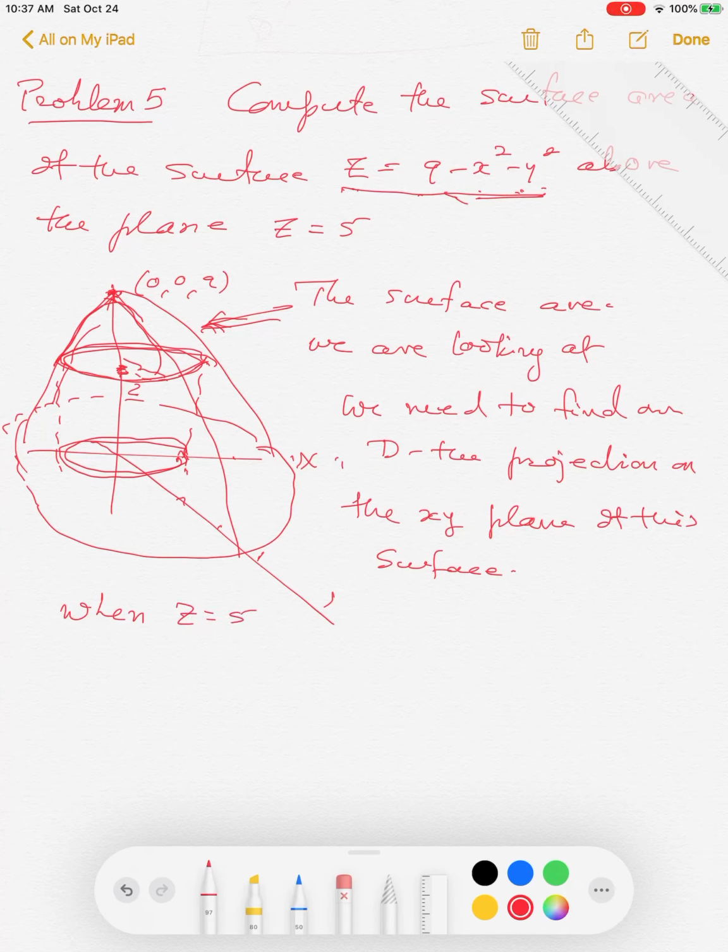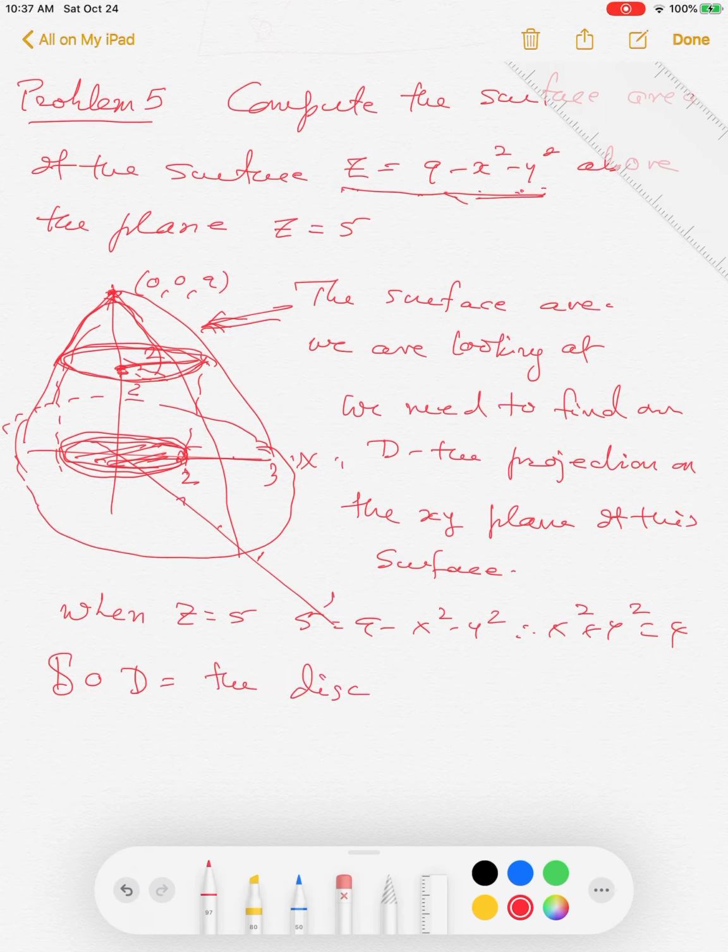That's not difficult. When z is 5, what is the radius of that? When z is equal to 5, you get 5 equal to 9 minus x square minus y square. So that means x square plus y square is 4. So this is a circle of radius 2. So therefore the projection is going to be a circle of radius 2. This original circle was of radius 3. And so D is going to be the disk of radius 2.